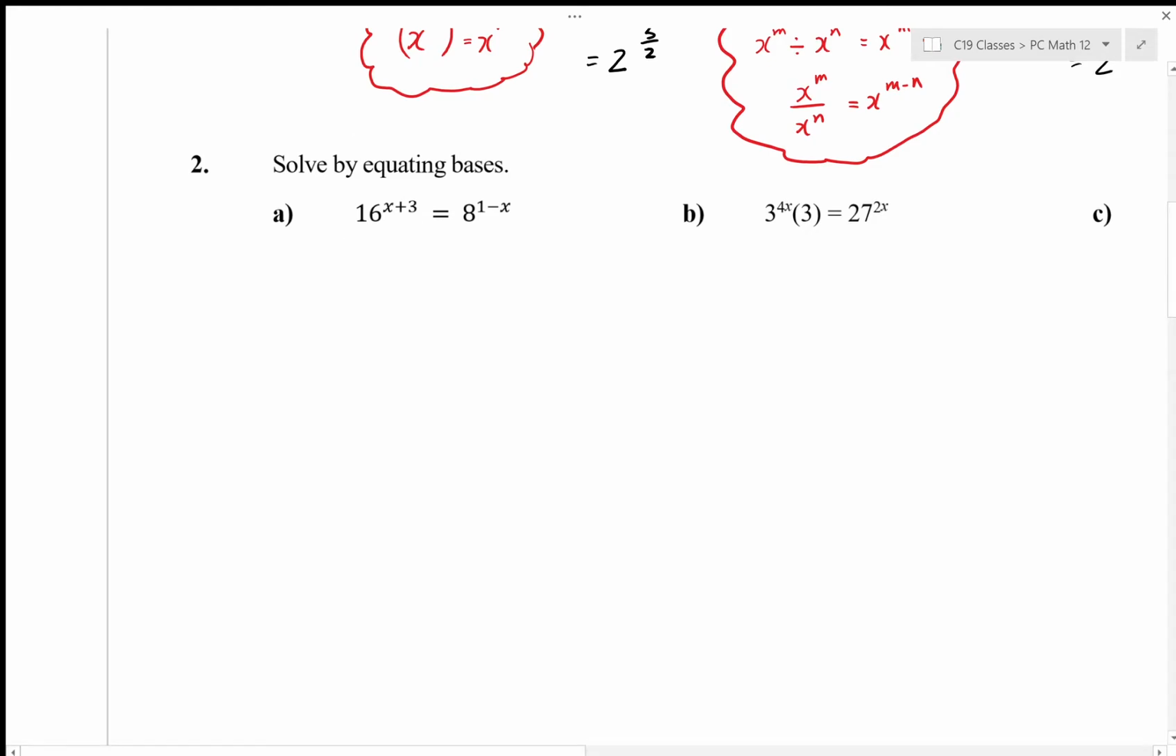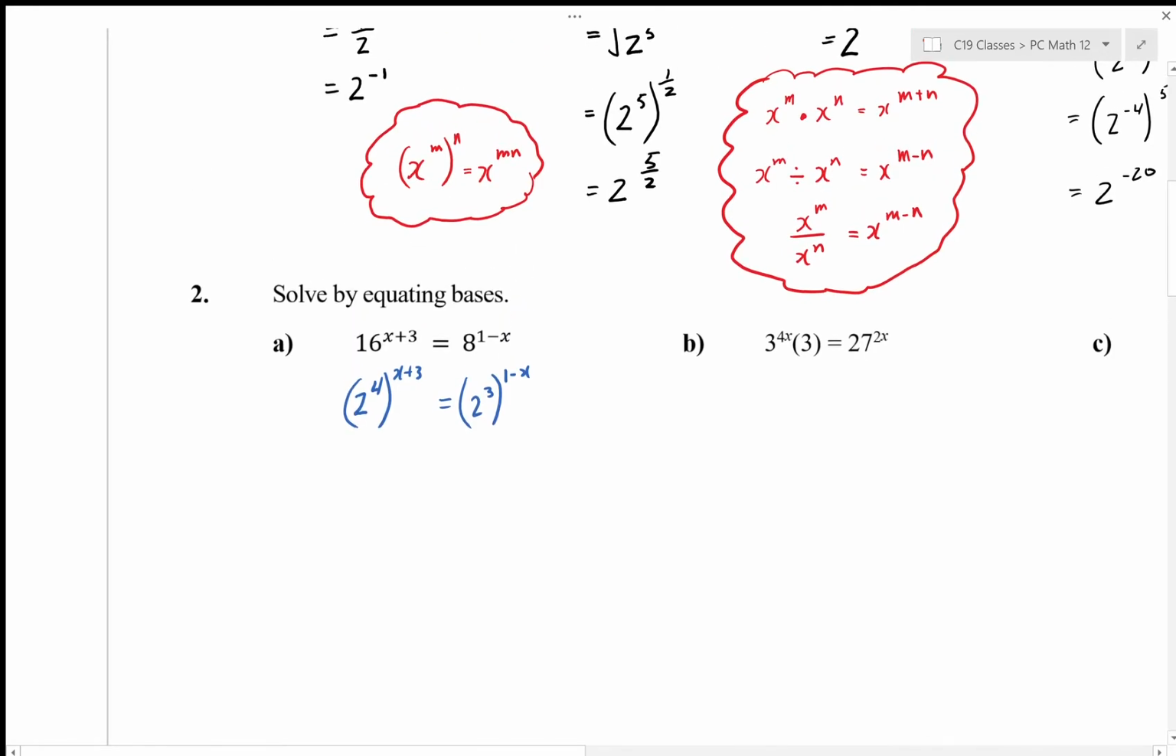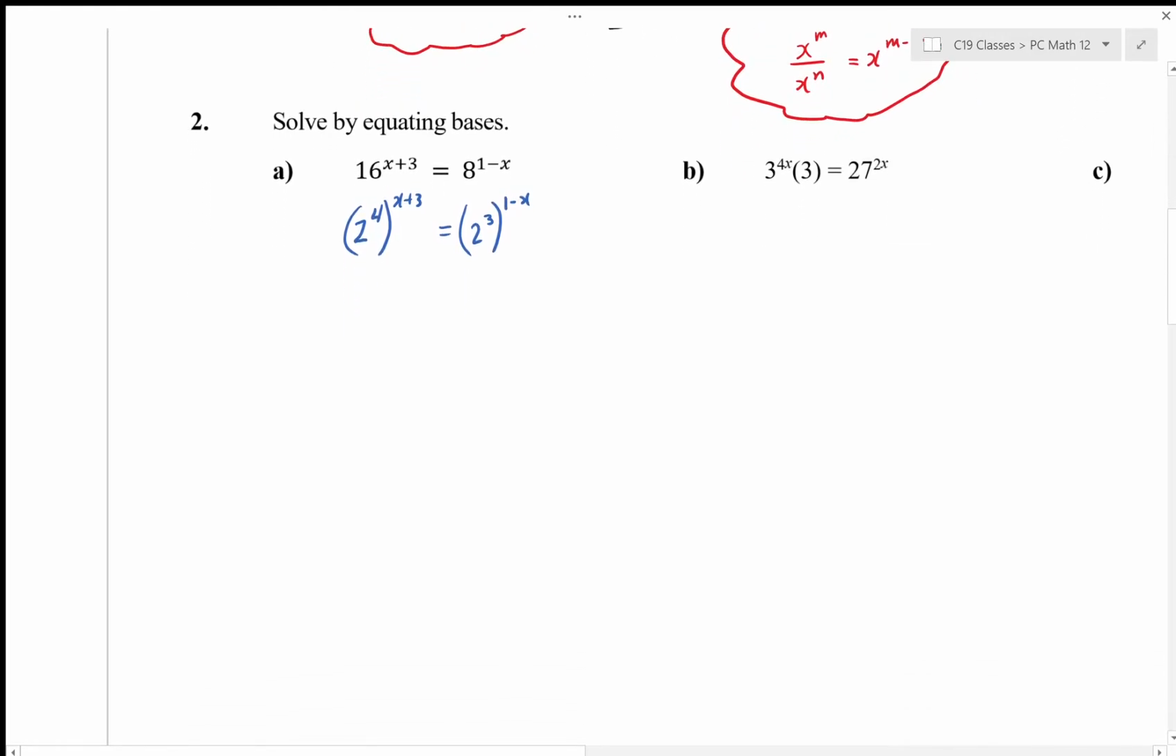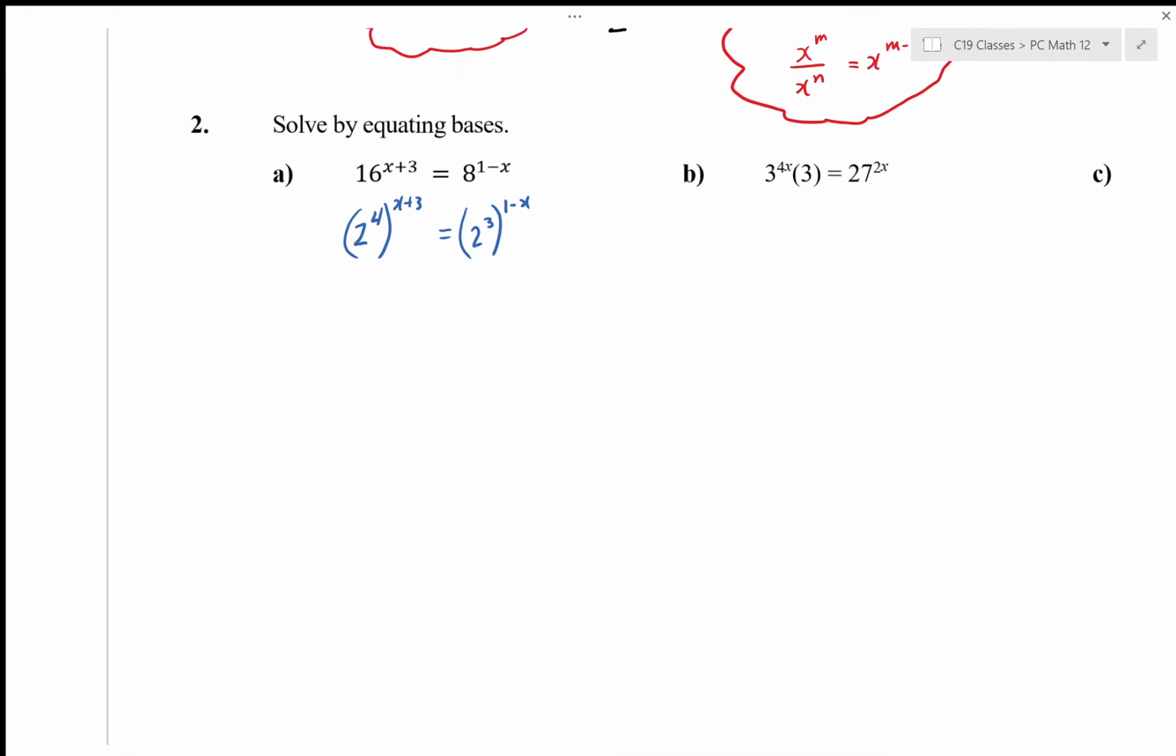So 16 would be the same as saying 2 to the power of 4, and that's still brought to the x plus 3. And this 8 is 2 to the power of 3, and that's all brought to the 1 minus x. And then we're going to use the rule that's directly above here, the x to the m to the n power. This is just 2 to the 4 to the x plus 3 power. And we're going to multiply those two things. And we're multiplying a monomial to a binomial. So we end up having 2 to the 4x plus 12 equals 2 to the 3 minus 3x. I just multiplied the 3 into the binomial and multiplied the 4 into the binomial.